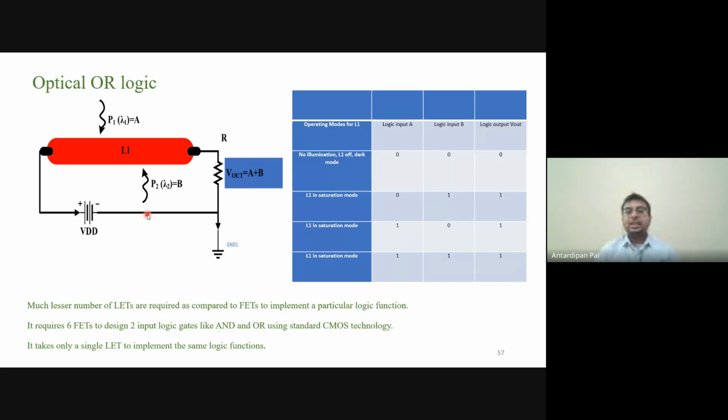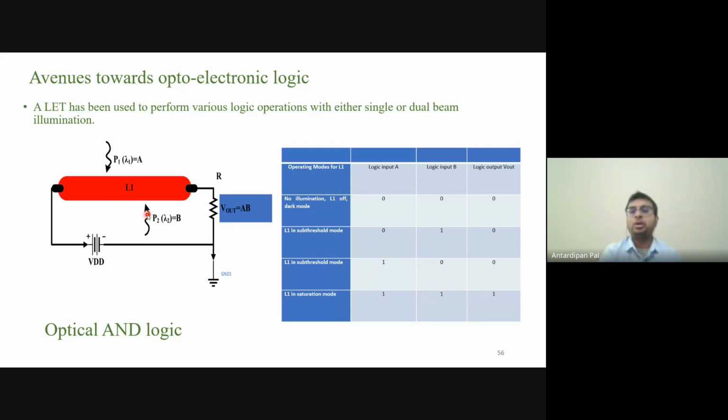Now, what's the advantage? The main advantage, which I can see, which is visible: forget about numbers, forget about how energy efficient, forget about everything. How many field effect transistors are required to design a two-input CMOS OR gate? Anyone? How many field effect transistors, or FETs, are required to design a two-input CMOS OR gate or a two-input CMOS AND gate? Anyone? Any answer? It's pretty simple, right? How many? Any answer?